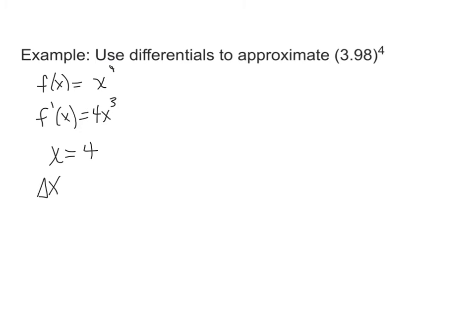Our differential this time, we pick a value, and we want to pick it as close to 4 as we possibly can, because the further you get away, the higher the error. So the differential is going to be negative this time, and it's going to be 0.02.